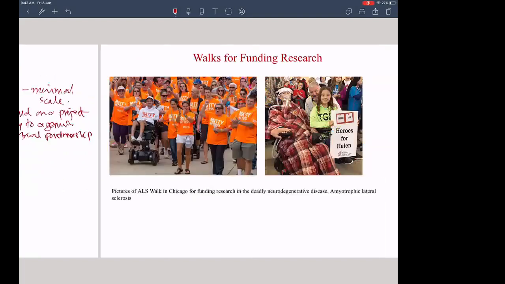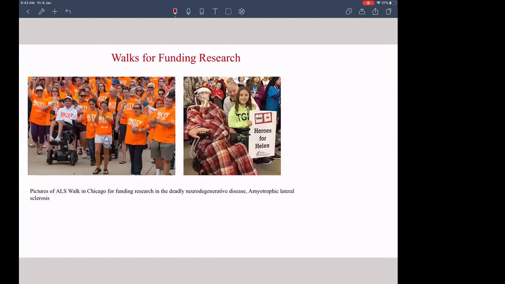Let me give you the example of the disease called amyotrophic lateral sclerosis. It's a very, very severe disease, completely paralyzing and fatal. Yet these patients would walk 1 mile along Lake Michigan in Chicago, and across the United States, once a year, where they and their families would walk with them with their t-shirts on of various teams.